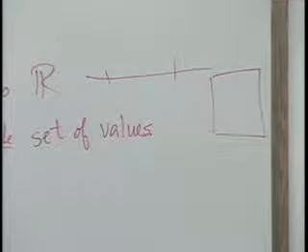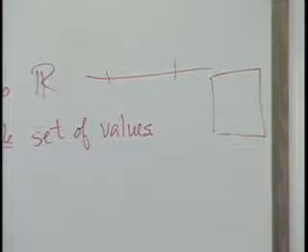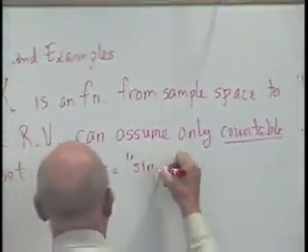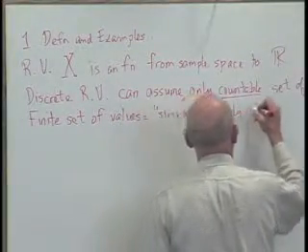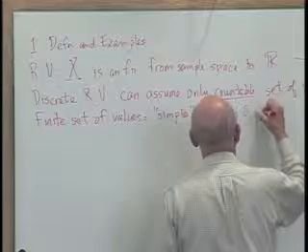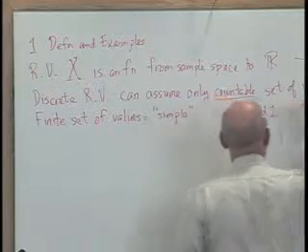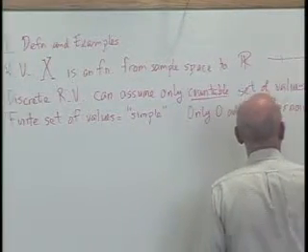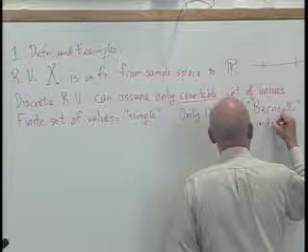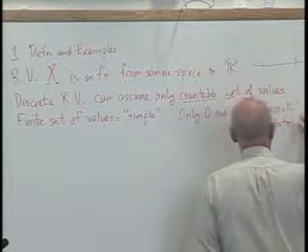Now, there are some special terms that are worth knowing. If the random variable can only assume a finite set of values, then it's called simple. And if the only values that it can assume are 0 and 1, then it's sometimes called a Bernoulli random variable, and it's sometimes called an indicator function.